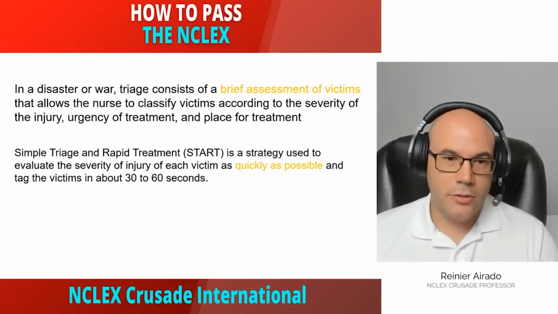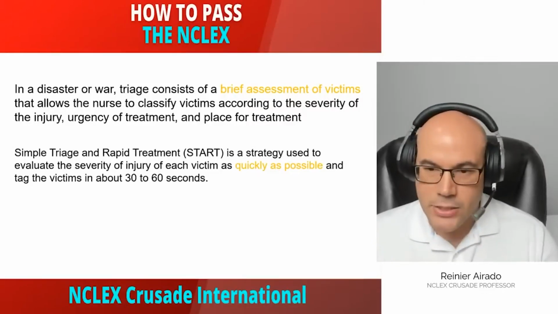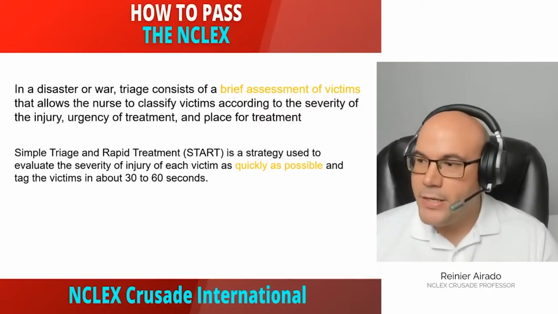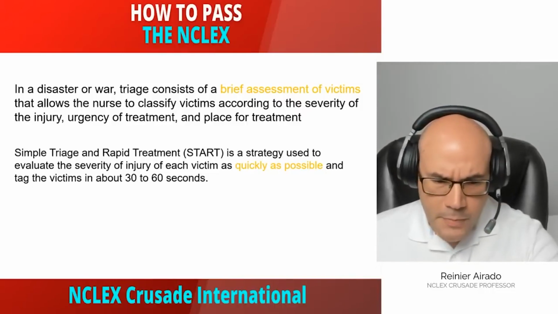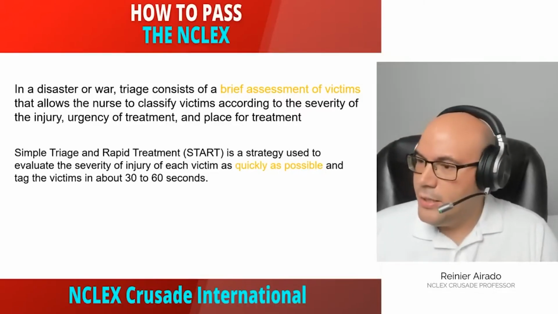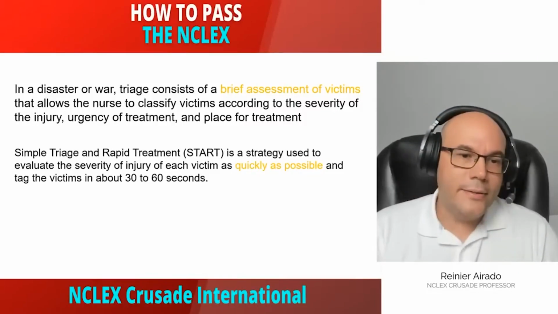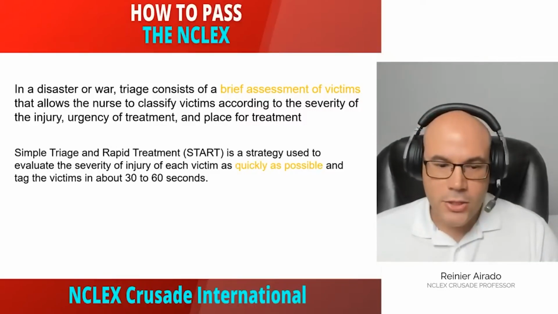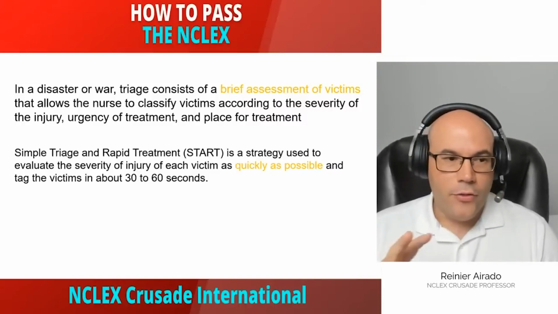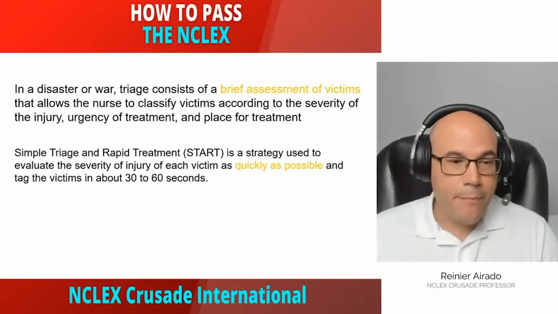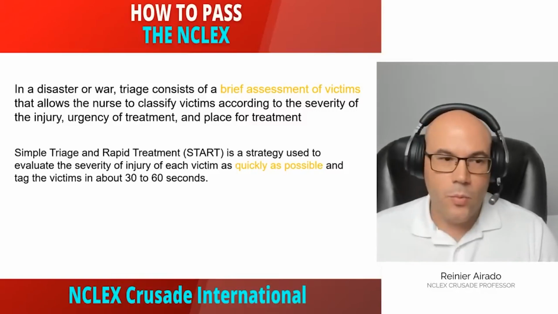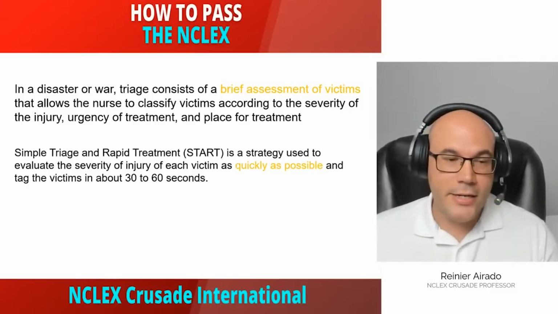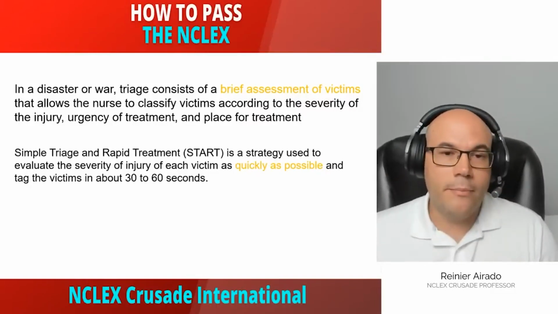A type of triage that is used in disasters or mass casualty events is known as the Simple Triage and Rapid Treatment start. Basically, this is a strategy used to evaluate the severity of injuries to each victim and find a solution quickly. The key factor of this type of triage is that it needs to be done within 30 or 60 seconds. So in 1 minute, the triage needs to be done.